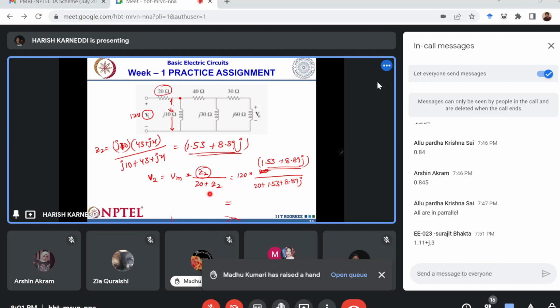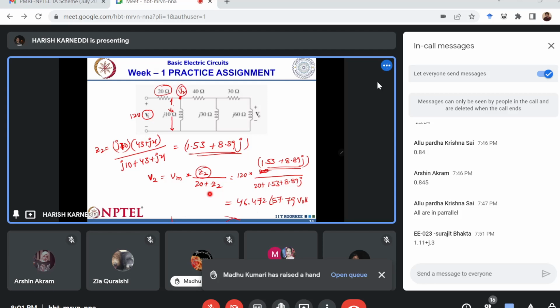So here 1.53 plus 8.89J. What is this value? 46.5, 57.472 at an angle of 57.79 volts. We know the value at this point, that is V2.